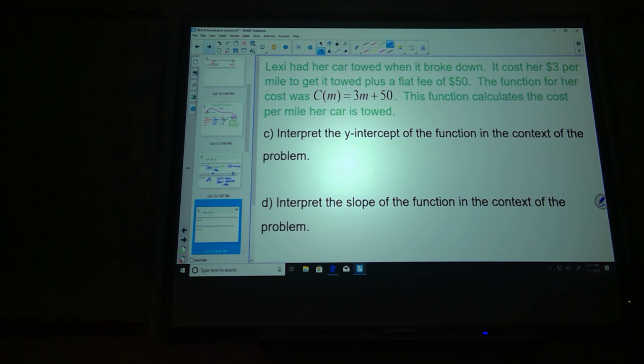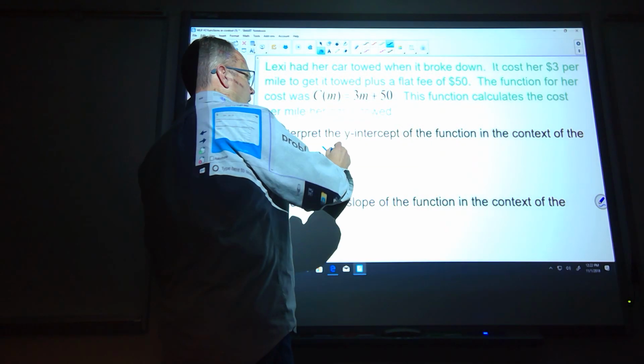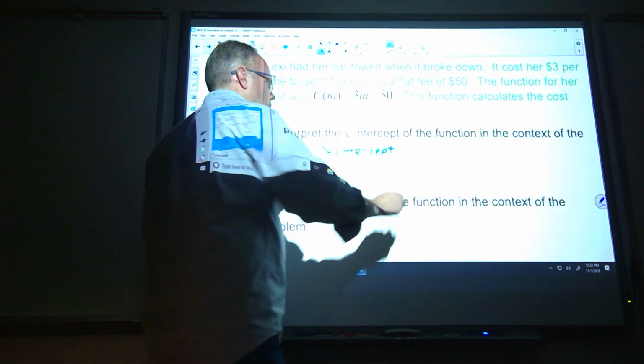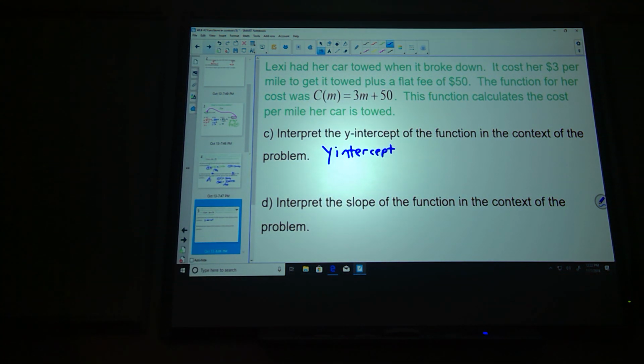Alright, so again, we're still continuing with this problem, talking about Lexi. Poor old Lexi in this $3 per mile, flat fee of 50 dollars per car tow. It says, interpret the y-intercept of the function in the context of the problem. Okay, let's define a few things. What in the heck is the y-intercept? Just in any linear equation, what does the y-intercept mean?